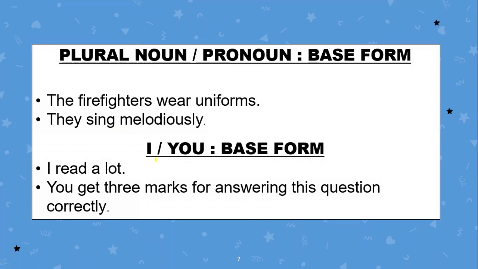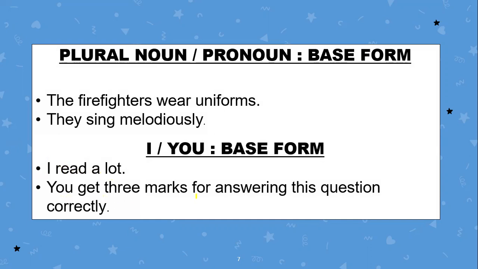Now, I and you are the exception. So we don't have to use anything here. We don't have to put s or es anywhere. We just have to use the base form. I read a lot. So it won't be I reads a lot. No, because I is treated like a plural. So, I read a lot.